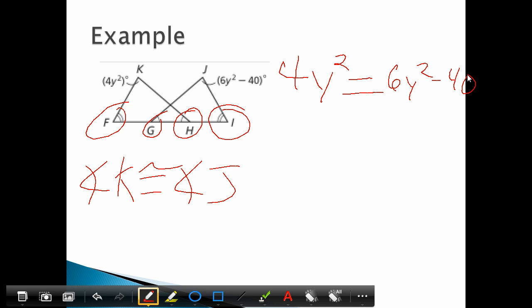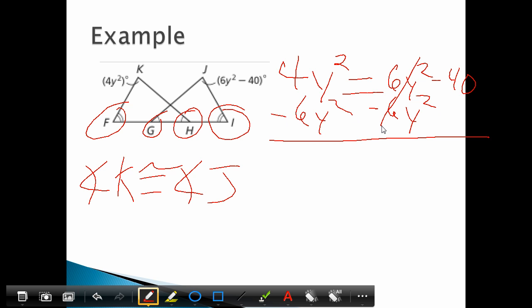It looks gross. It's got that little squared on it. We're going to treat it just like if the squared was not there, and then we'll get rid of the squared at the end. Since I don't have anything but squareds, I'm just going to kind of get them all together first. So I got 6 on one side, 4 on the other. I'll subtract my 6y squareds from both sides. Cancel out. I get negative 2y squared equals negative 40.